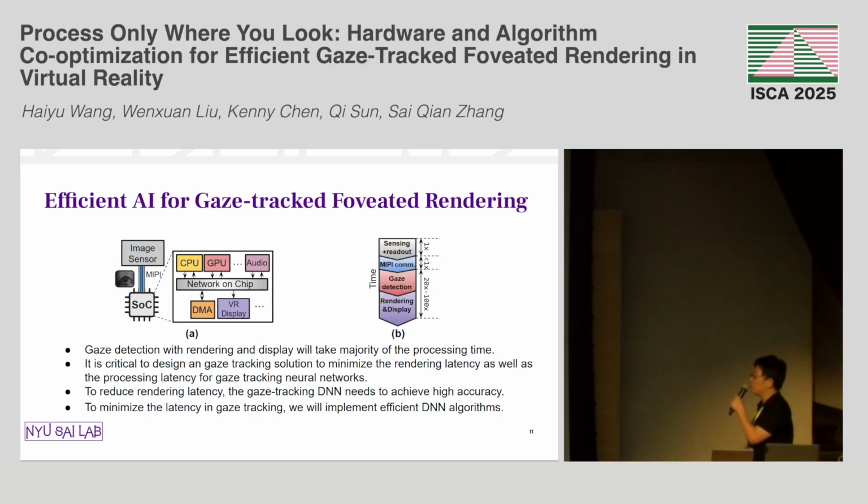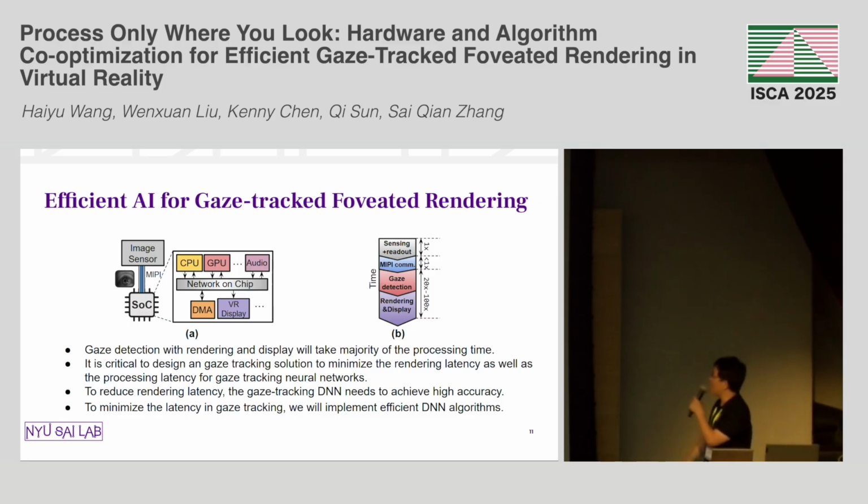Okay, so in addition to high accuracy, the gaze tracking algorithm itself must also be highly efficient. This is because the gaze tracking and the foveated rendering are usually performed in serial. For example, on the right-hand side, we have this latency breakdown. So this shows the rough, very approximate process to perform each frame for gaze tracked foveated rendering.